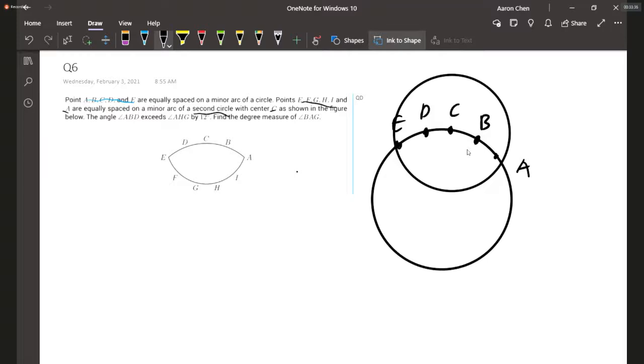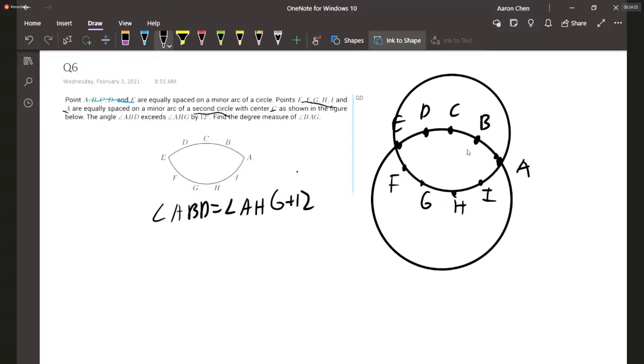And then you have that there's points E, F, G, H, and I, and A. E, F, G, H, and I. And then the final thing you're given is that angle ABD equals angle AHG plus 12.